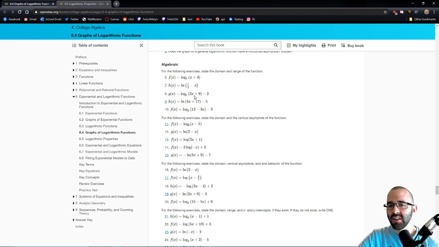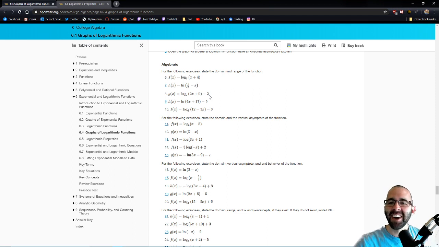For the domain of this one, when is the inside positive? 2x plus 9 is greater than 0, and you have to solve those inequalities just like 930. It's all connected. Everything we're doing, it's like a beautiful tapestry or a tangled ball of yarn, depending on your brain.